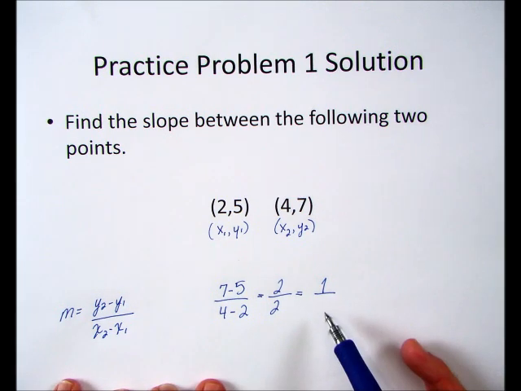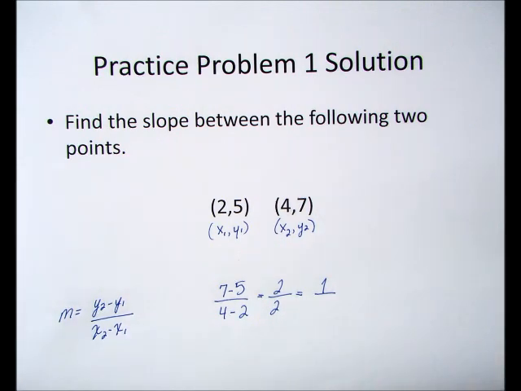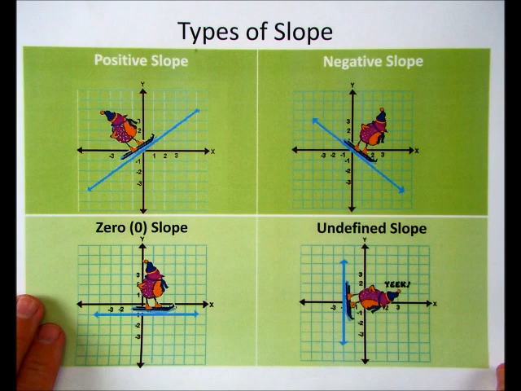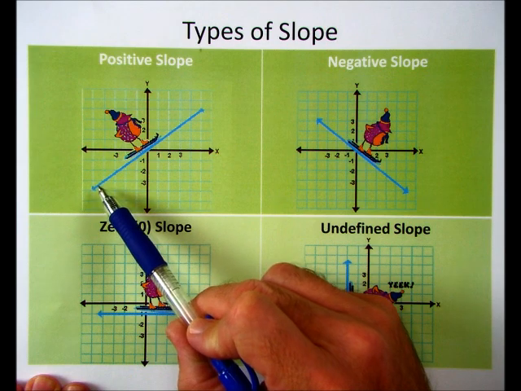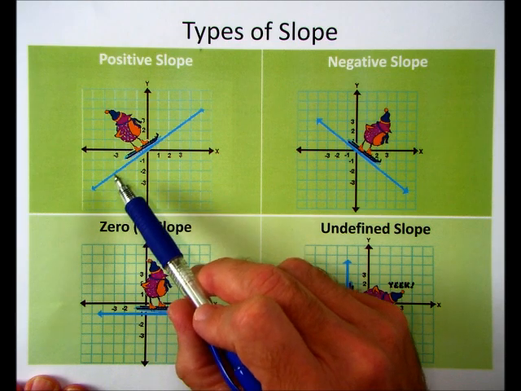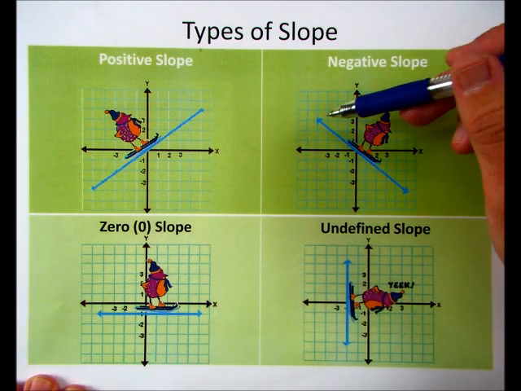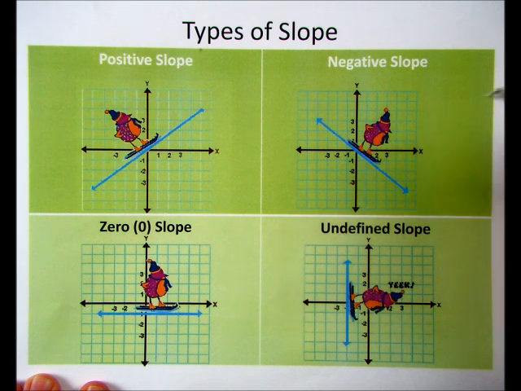which simply means for every 1 you go up, you must go over 1. Now, let's talk about that just a little bit. Let's talk about the types of slope. If the line, think about it again as a journey, or in this case, someone that's skiing. If you're starting over here and going up, then it is a positive slope. If you're starting from the left and going down, it is a negative slope. So at this point, we've worked with both of those, positive and negative.